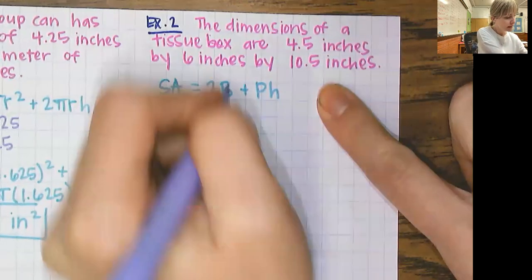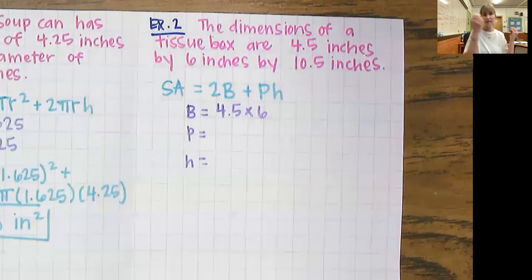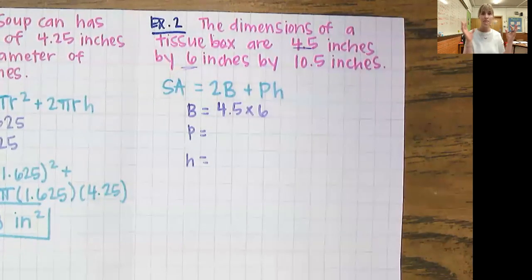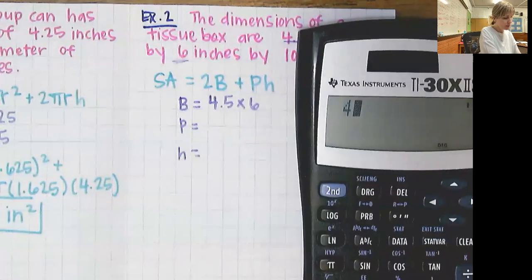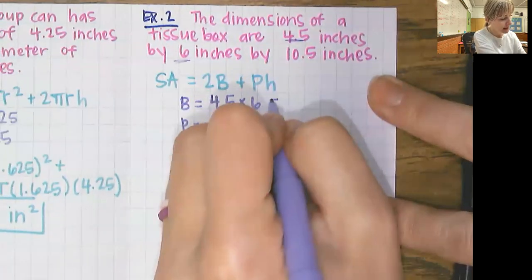Let's just pick one. Let's say the base figure we're going to choose is 4.5 by 6. That's these two, 4.5 by 6. So those two are going to be my base rectangle. Even though I don't have the picture, I can still do that. So that's 4.5 times 6. That means the area of the base is 27.